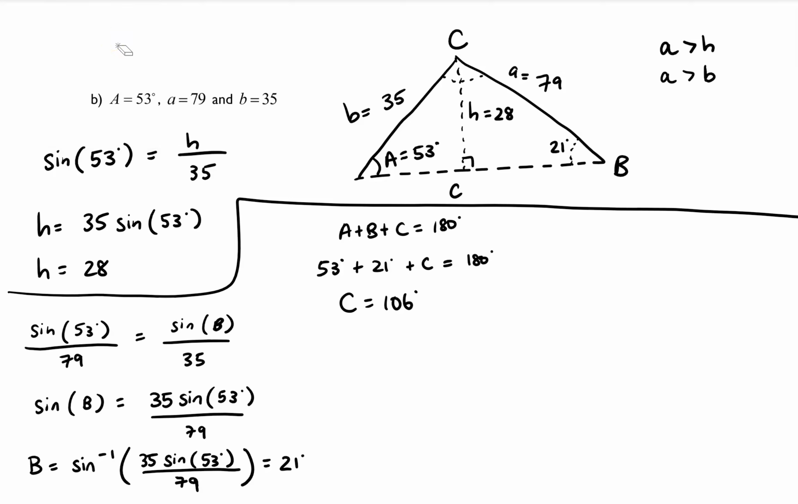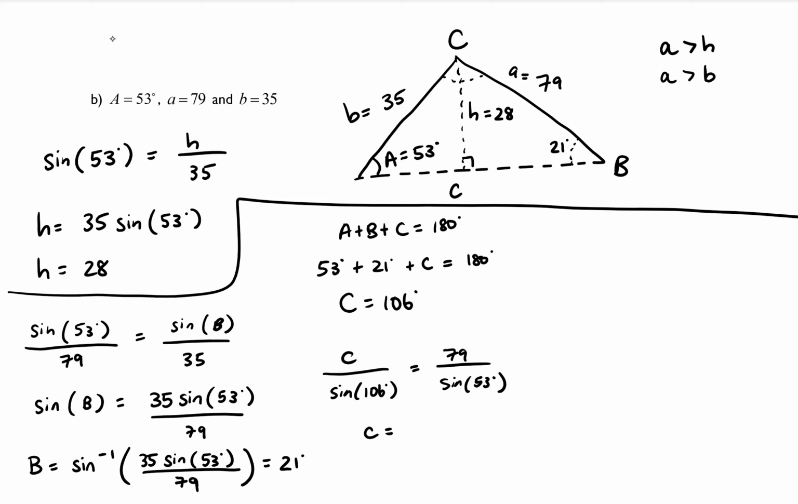And now we just need to find the side length C. So I know that C, lowercase c, over sine of 106 degrees is equal to 79 over sine of 53 degrees. And notice here that I'm using the A's to create my equation, but you can use the B's as well, and you should still get the same value. So maybe test that out later and see that it in fact works for both the A's and the B's.